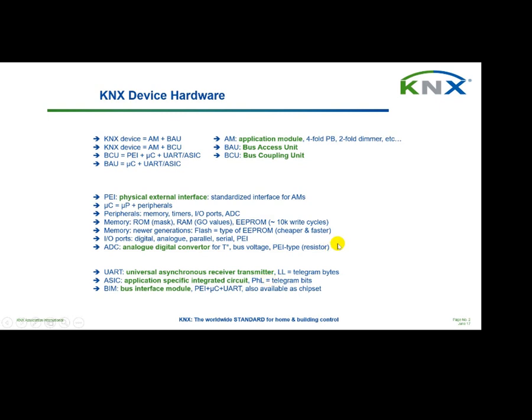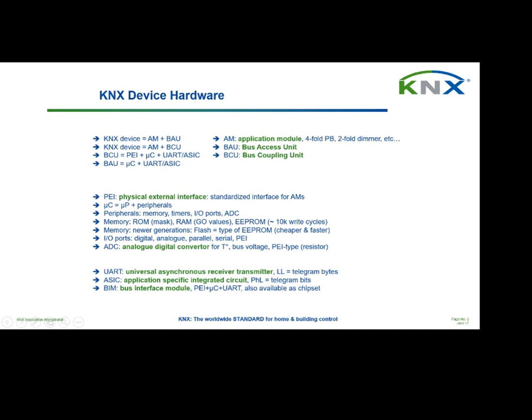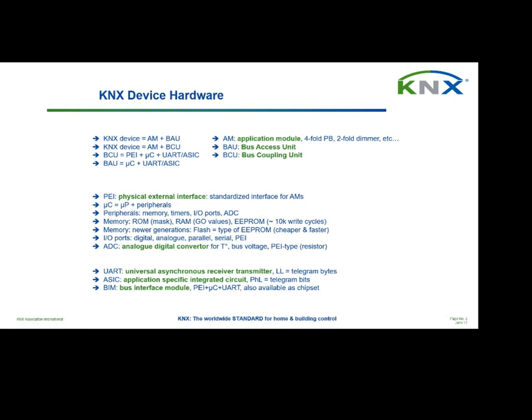A BIM. So BIM is also a specific device type, if you want. We will see that in one of the next coming slides. But I can already tell you now, this is a bus interface module, which is actually the combination of a PEI, a microcontroller, and a UART. So what is missing here is indeed the ASIC. So that is actually not on board here, or, to be more precise, the ASIC is integrated in the UART.